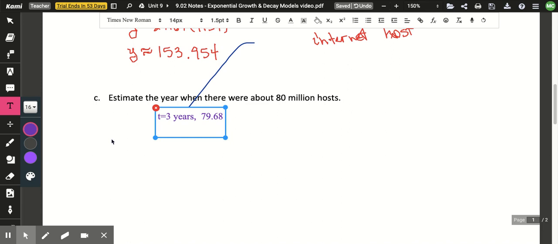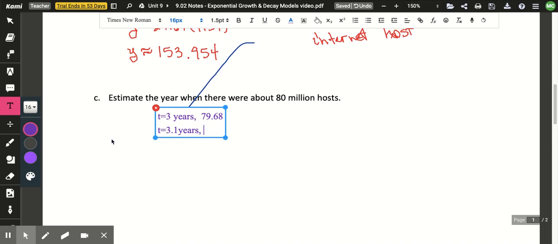But I want to estimate this to the nearest tenth of a year. It doesn't actually say it there. I meant to include it, but I didn't. So I'm just telling you. I'm going to try now 3.1 because 79.68 is a little bit small. I wanted 80. So let's see if 3.1 is a better estimate.